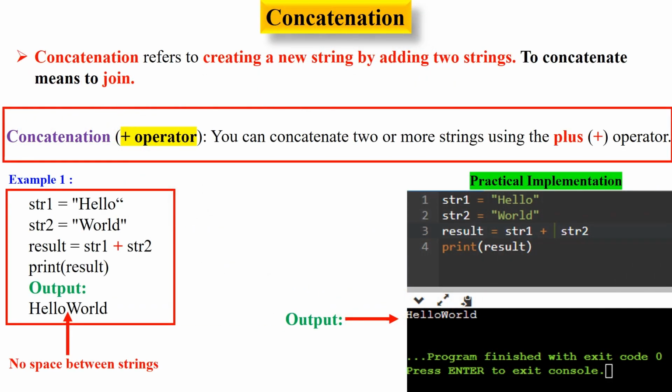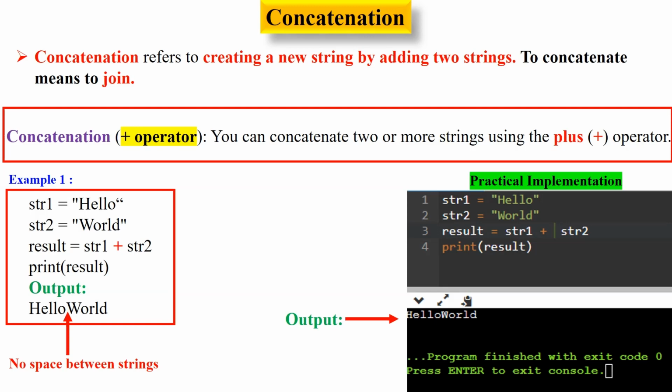Now, let's discuss concatenating strings. We know that we can add two integer numbers. But, we can also add two strings in Python. Concatenation refers to creating a new string by adding two strings. To concatenate means to join. The plus operator joins or concatenates strings written on both sides of the operator and creates a new string.